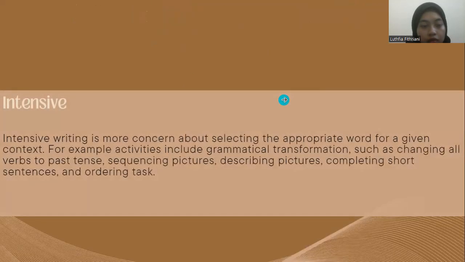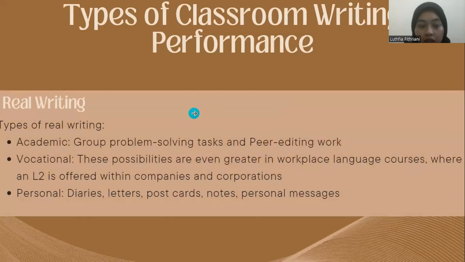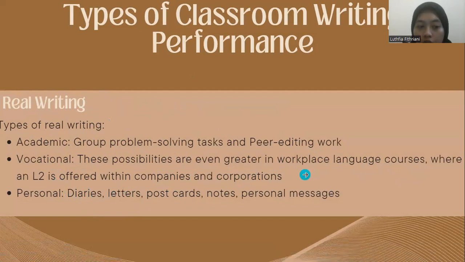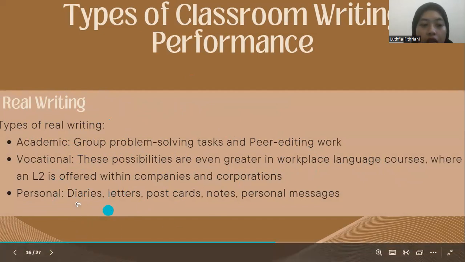The next we have real writing. There are some types of real writing: academic, vocational, and personal. Academic: the activities that can be applied in the classroom include group problem-solving tasks and peer editing work. Vocational: the possibilities are even greater in the workplace language course, where an L2 is offered within companies and corporations. Personal: personal writing includes diaries, letters, postcards, notes, and personal messages.